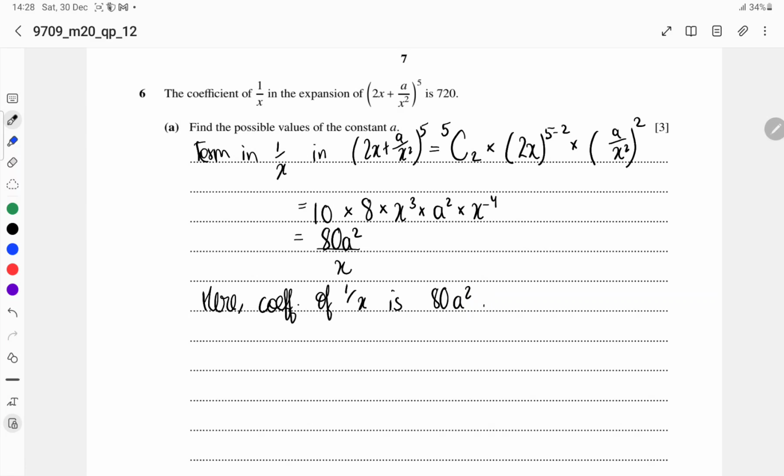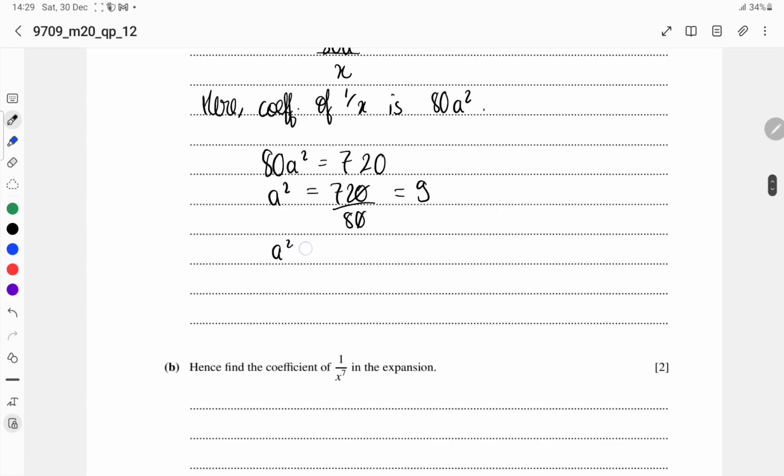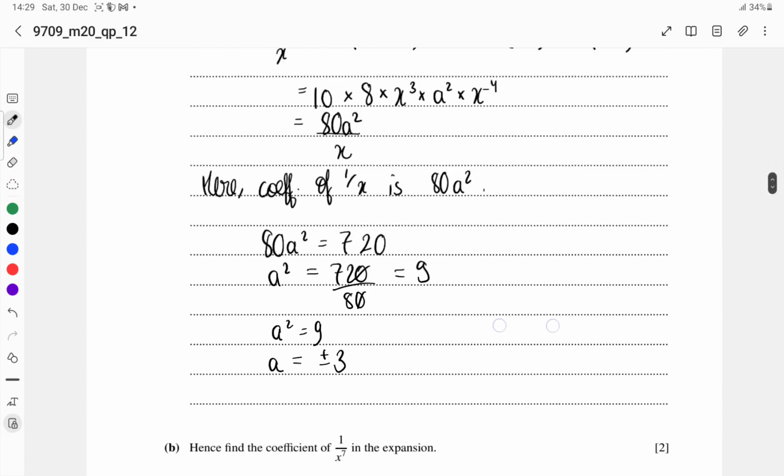So we know that the coefficient of 1 by x is going to be 720. So we can write it as 80a squared equals 720. So a squared equals 720 over 80, right? So it's going to be 9, since 8 nines are 72. So a squared equals 9, which means a is equal to plus or minus 3, and this is our answer. Yeah.